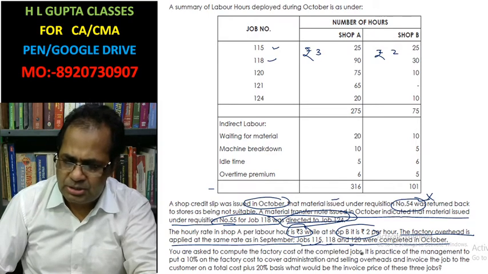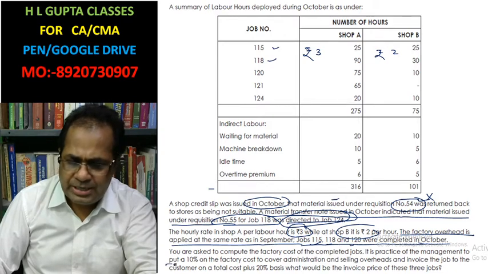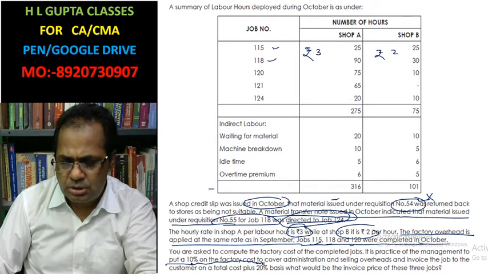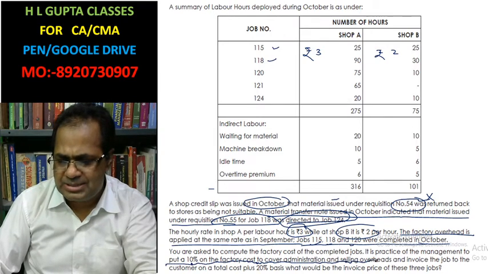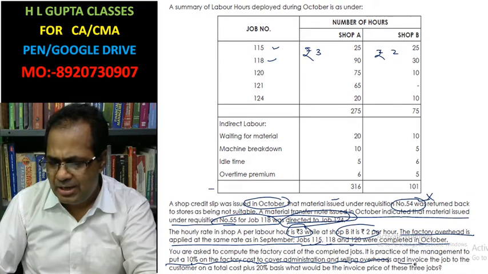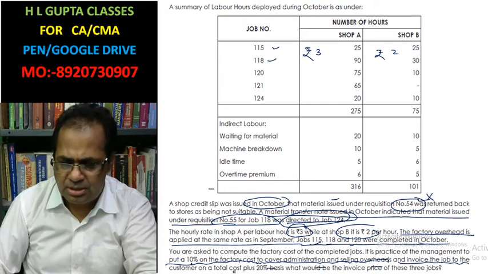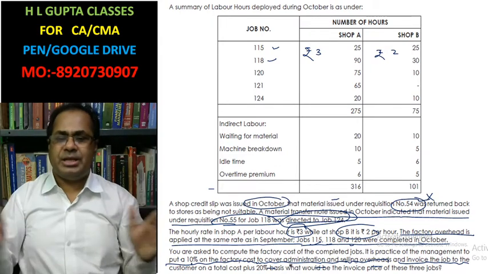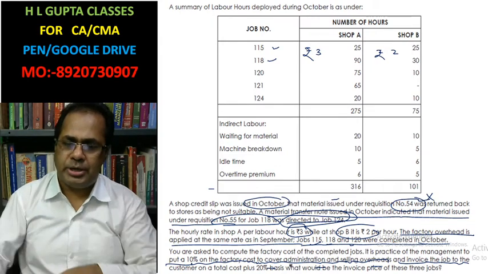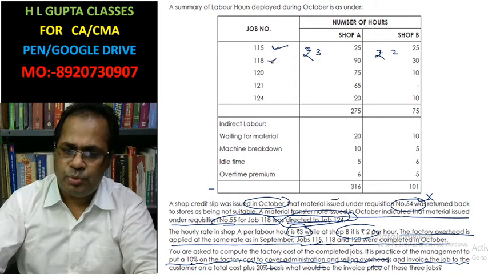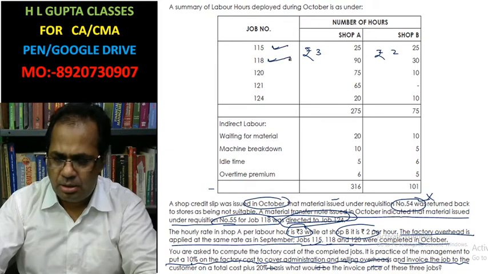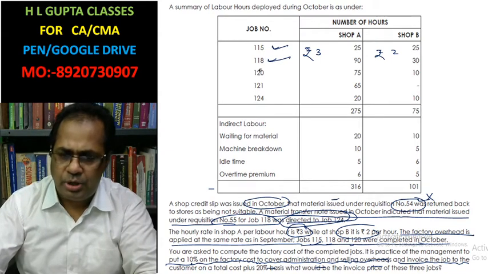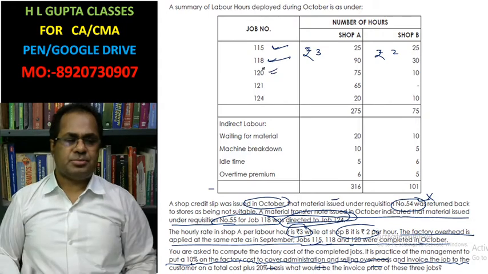It is the practice of the management to put 10% on the factory cost to cover the administrative and selling overheads, and the invoice of the job is customarily priced to give 20% profit. You have to find the selling price for job 115, 118 and 120.